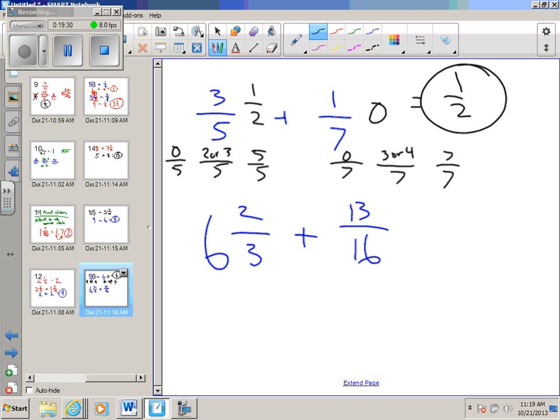It's Monday. 6 2/3. 2/3 is greater than half. So this rounds to the nearest whole. So what's nearest whole? Is it closer to 6 or closer to 7 since it's greater than half? 7. And 13/16. So are we looking at closer to 0, closer to half, closer to 1 whole? 7 plus 1.